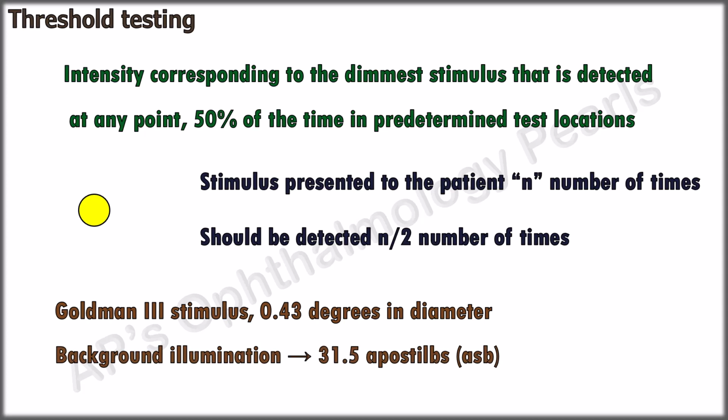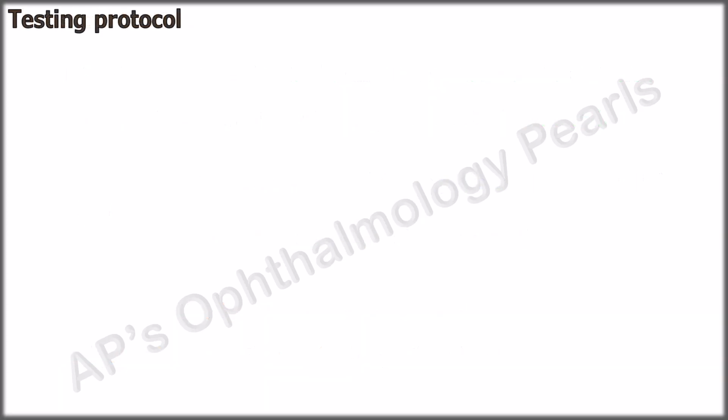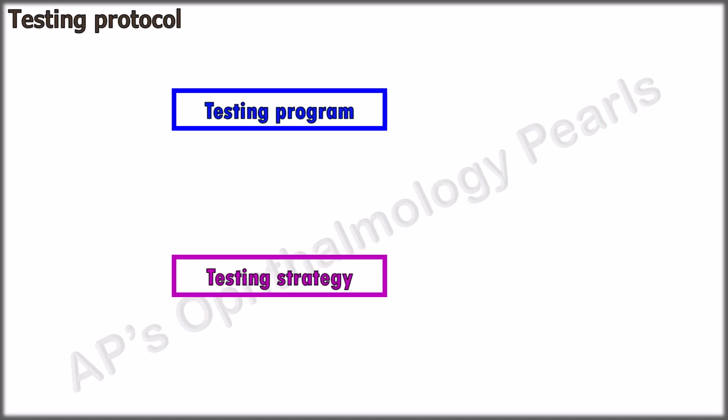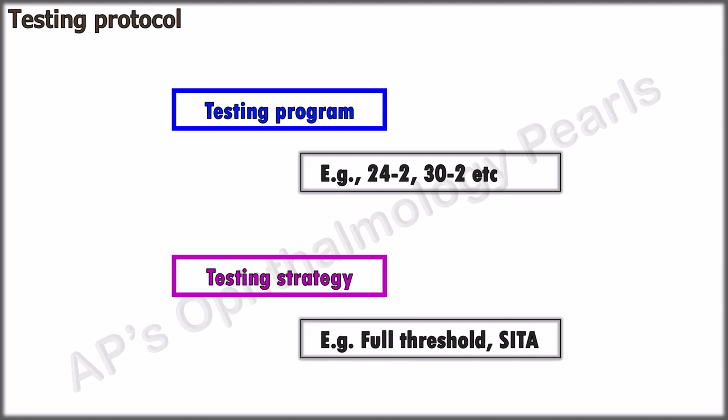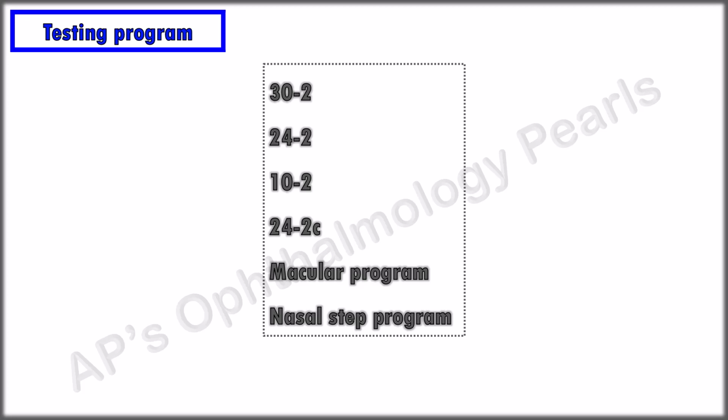In order to perform threshold testing, one should choose the testing protocol in order to maximize the information acquired. Choosing a testing protocol involves two parameters, the testing program and the testing strategy. The testing program involves the pattern, extent, location and number of points tested, example 24-2, 30-2, etc. The testing strategy refers to the testing algorithm by which the threshold is determined, example full threshold, SITA, etc. Today we shall restrict ourselves to these testing programs.